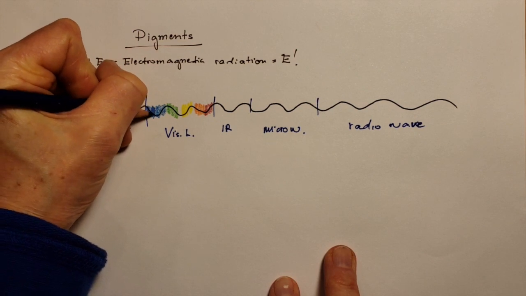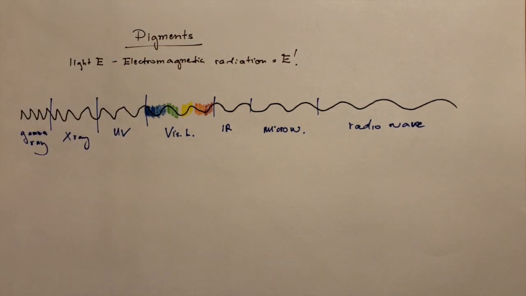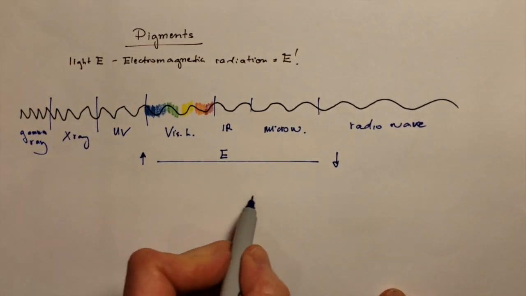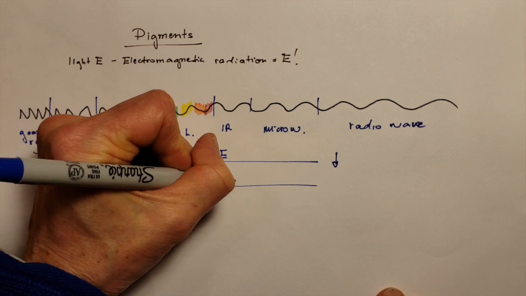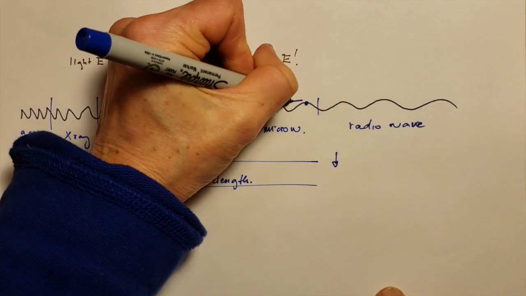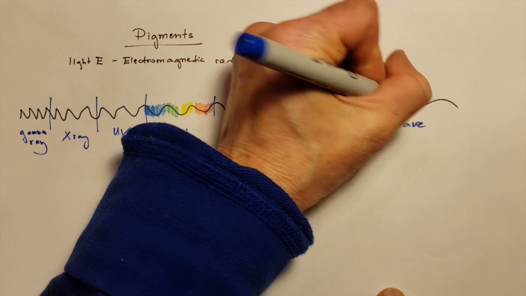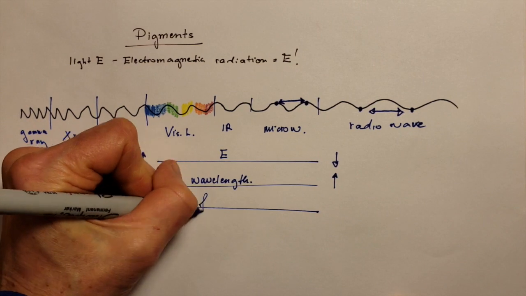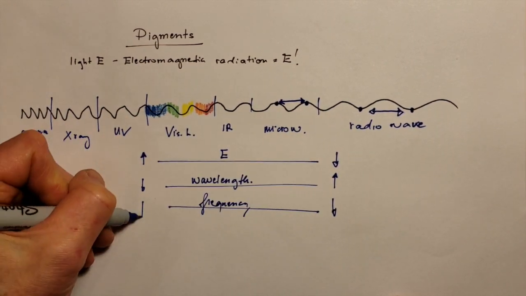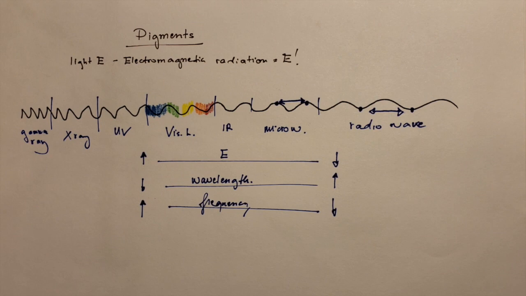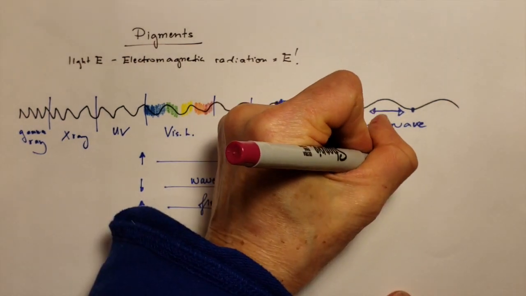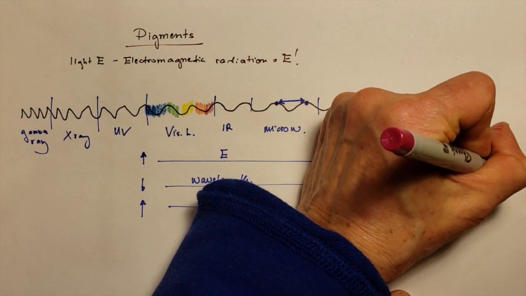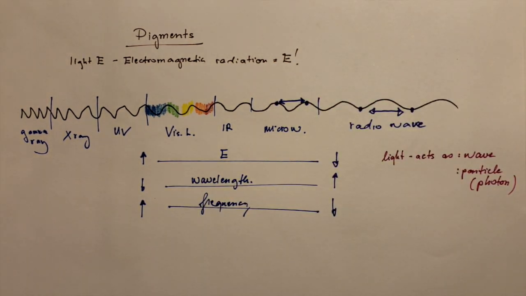The red, orange, yellow, green, blue, and violet. If this line is the energy, the radio wave has low energy and the gamma ray has high energy. Wavelength is the distance between two consecutive crests or two consecutive troughs. And frequency is inversely related to the wavelength. So light acts as a wave, like we draw it out, and also acts as a particle, like photons.